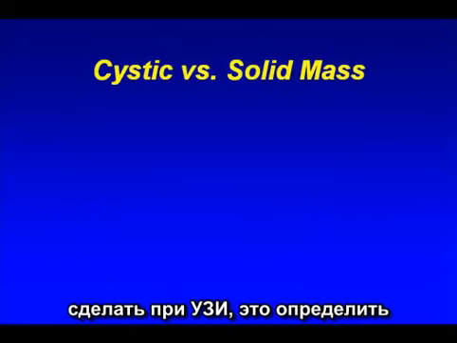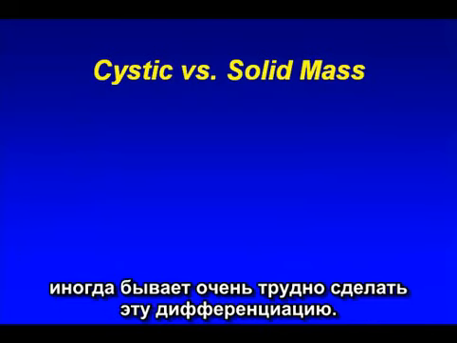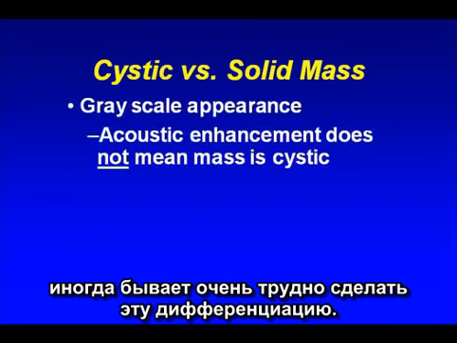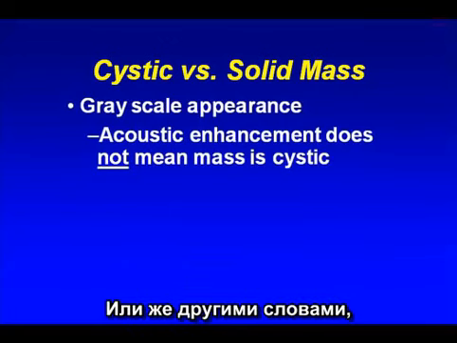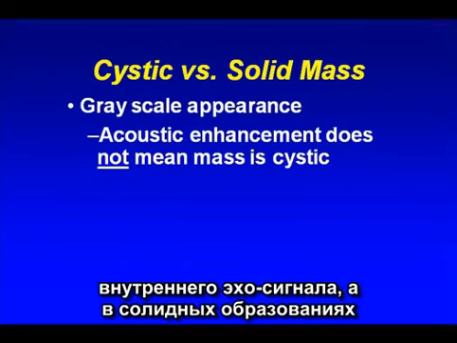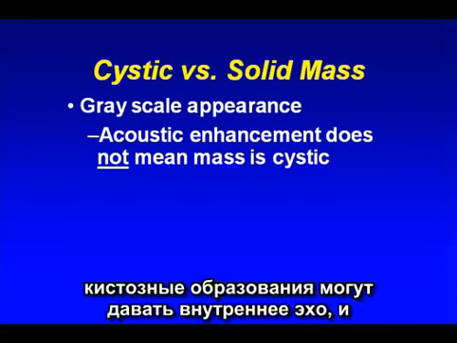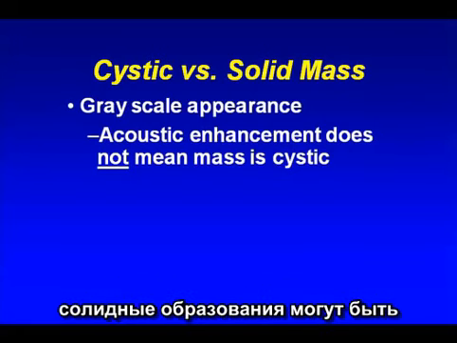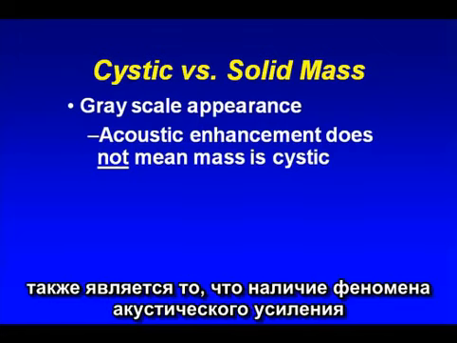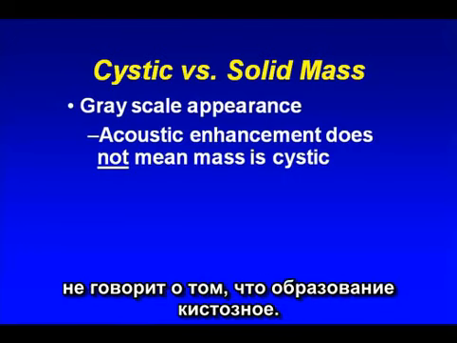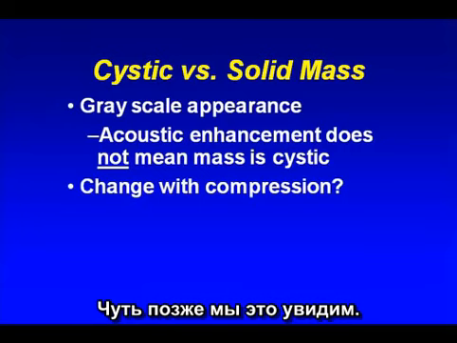Now, much of what we are asked to do under ultrasound is to determine whether a mass is cystic or solid. And although this sounds straightforward, it can be tricky sometimes to make this differentiation. The first thing we go for is the grayscale appearance. In other words, cystic lesions tend to be relatively without echoes, and solid masses tend to have echoes within them. But note that cystic masses can have echoes within them, and solid ones can be relatively hypo or anechoic. The important thing to understand about the soft tissues is that acoustic enhancement does not mean the mass is cystic. And I will go into that in more detail in a little bit.